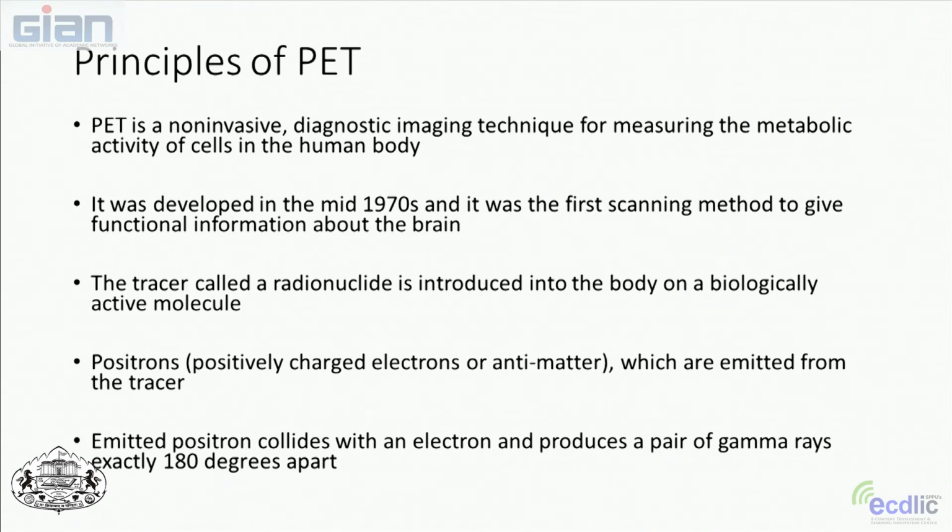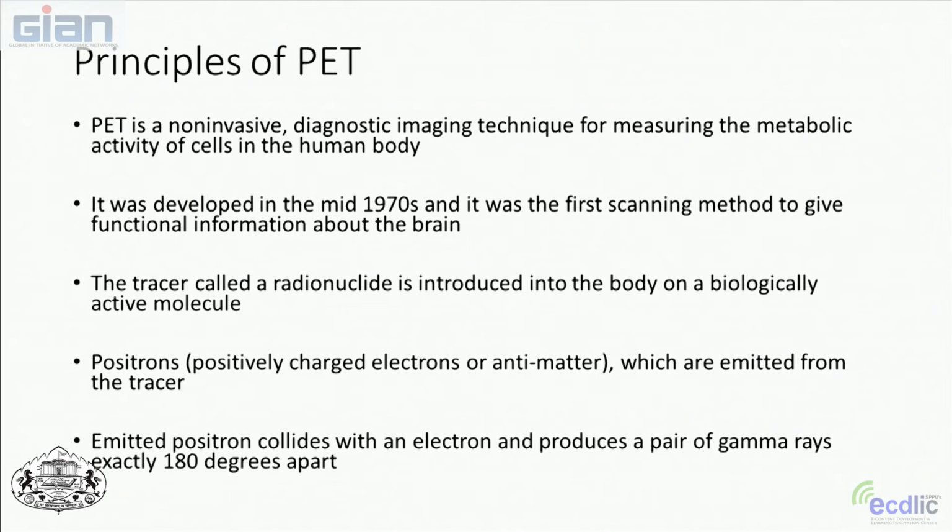It uses positrons, which I think are really cool because they are positively charged electrons, and this is also called antimatter. So antimatter, again, is the positively charged electrons, and we'll see how this works when we get a little bit more into the methods of it. These positrons are emitted from your tracer, like I said, when the body uses it or takes it up as some kind of metabolic function.